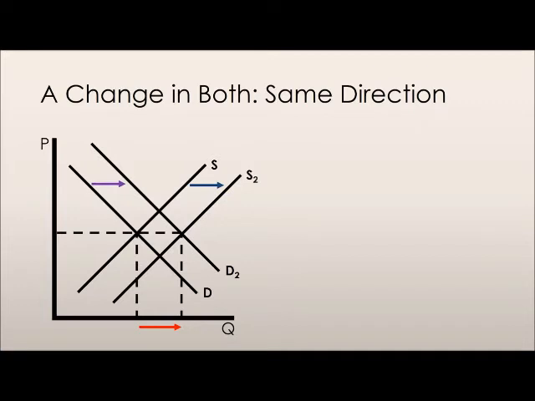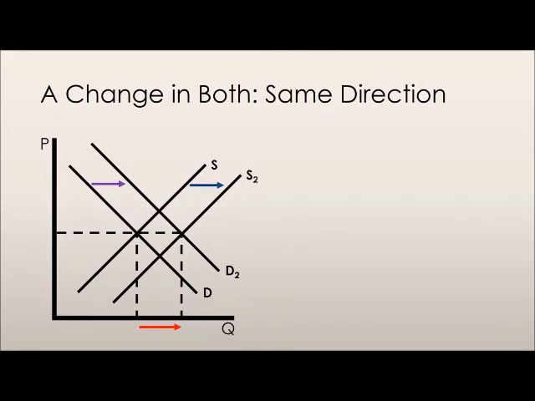You might be wondering, what if the curves don't shift by the same amount? Well, if the supply curve shifts to the right more than the demand curve shifts to the right, then we can say that the equilibrium price has decreased. Conversely, if demand increases more than supply increases, we would observe an increase in the equilibrium price. If both supply and demand increase by the same amount, then the equilibrium price would remain unchanged.